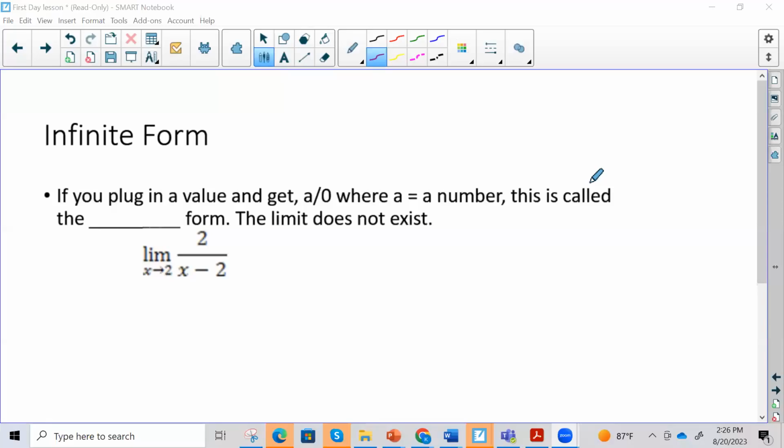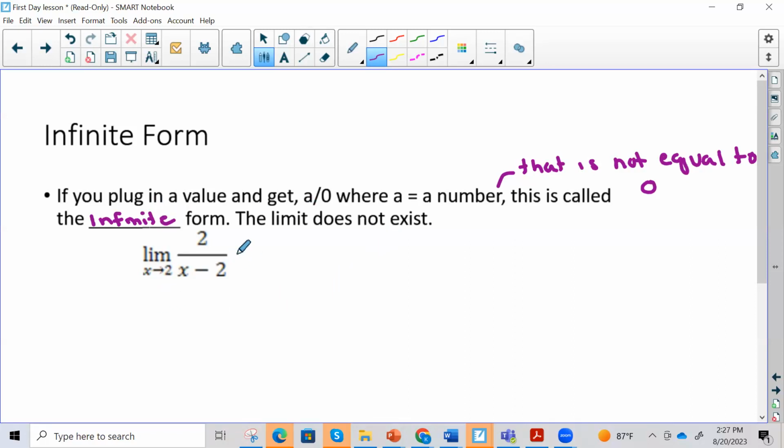So another form we will get is sometimes when you plug in a value for your limit, you'll get a over 0, where a is a number, and I should add this, that is not equal to 0, because that's key. It has to be a non-zero number. And this is called the infinite form. And this limit does not exist.